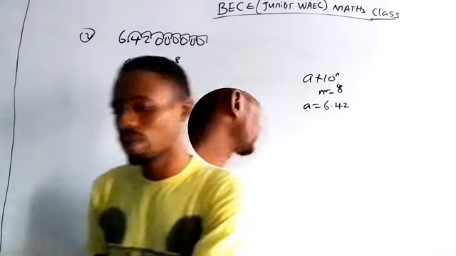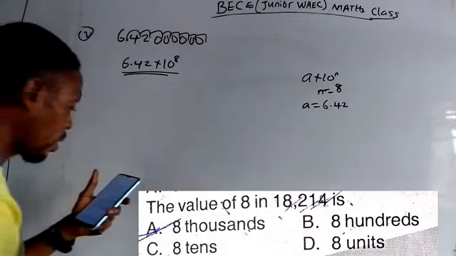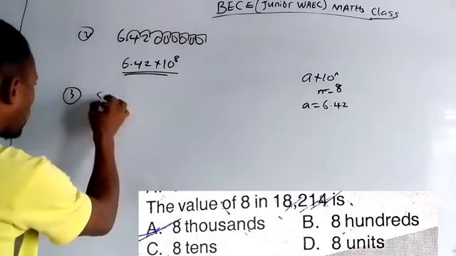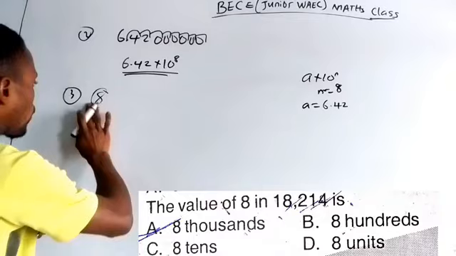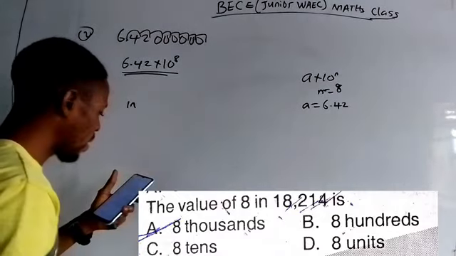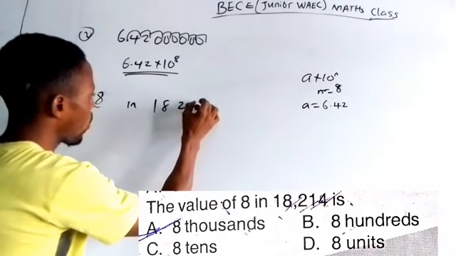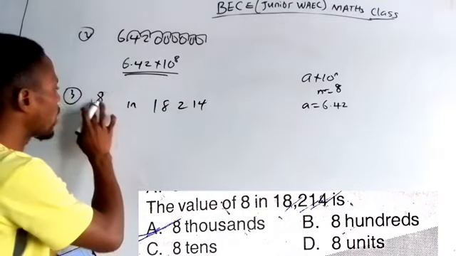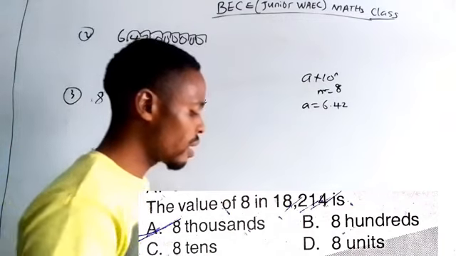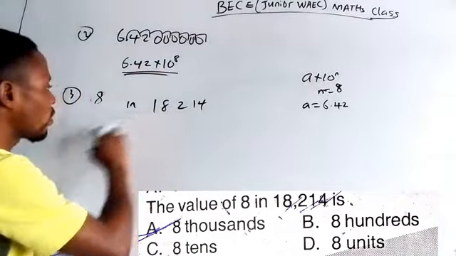Okay, guys, let's go. The third question states that you want to find the place value of 8 in 18,214. So we want to find the place value of 8 from these numbers we have here. You can see the options: 8 times 8,000, 8 times 800, 8 units. So what will be the place value of 8 here?